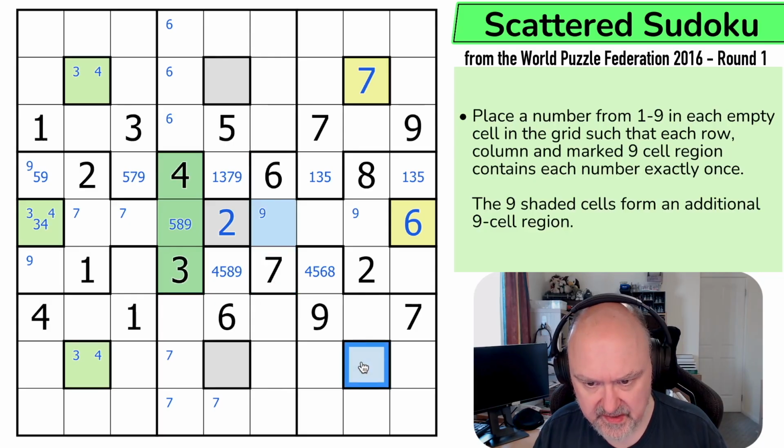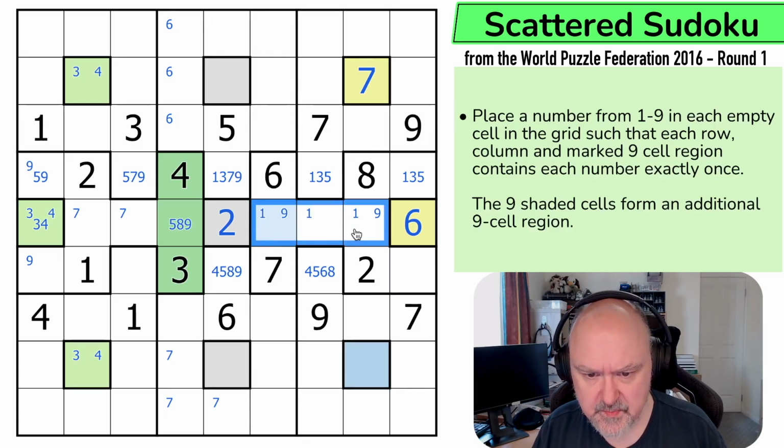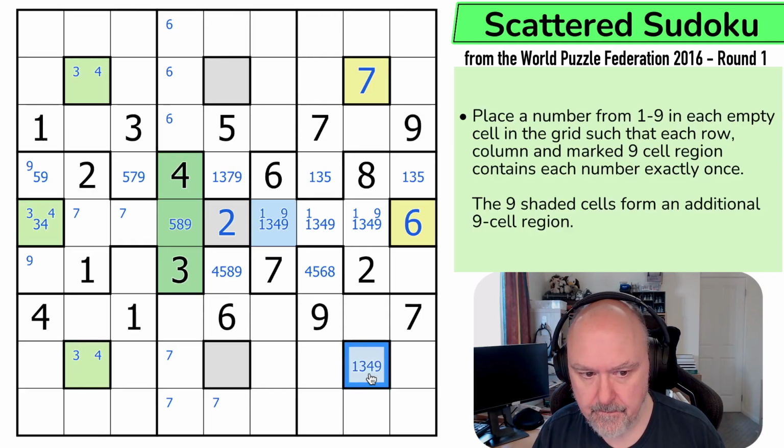So what could this be? So there's a 1 in one of these. What can these be? They can't be 2. I have to put a 3 or a 4 in here because I can't put 3 and 4 in here, and I can only put 1 of 3 and 4. These are 1, 3, 4, 9. So this is 1, 3, 4, 9. And so these can't contain 3 or 4 now.